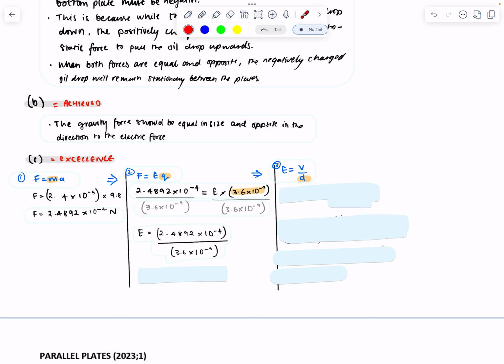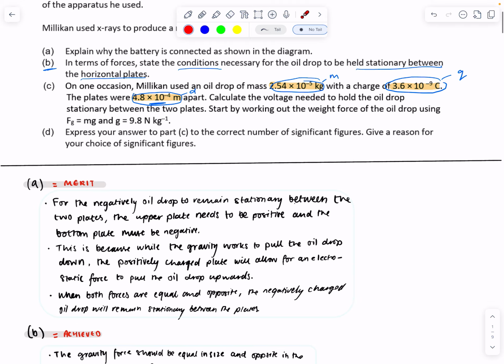Plug that into your calculator. What do you get? Hopefully you've gotten this value here, okay? So this is your electric field strength. Once you have your electric field strength, then you can finally use this equation to find the voltage, because that's the aim of this whole question. So let's substitute the values that we have. We've finally worked out our electric field strength, and so I've plugged that into this E over here, equals voltage, which is unknown, over the distance between the plates, which was given to us over here.